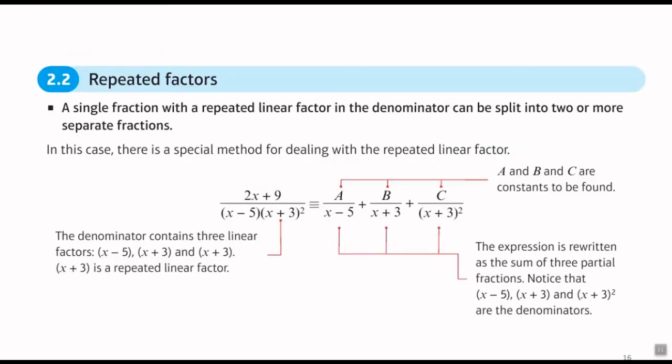So then the next method, repeated factors. A single fraction with a repeated linear factor, x minus 3 times x minus 3. A repeated linear factor in the denominator can be split into two or more separate fractions. So we can split like this: a constant divided by x minus 5, plus another constant divided by x minus 3, and another constant divided by x plus 3 squared. So this technique you need to remember.